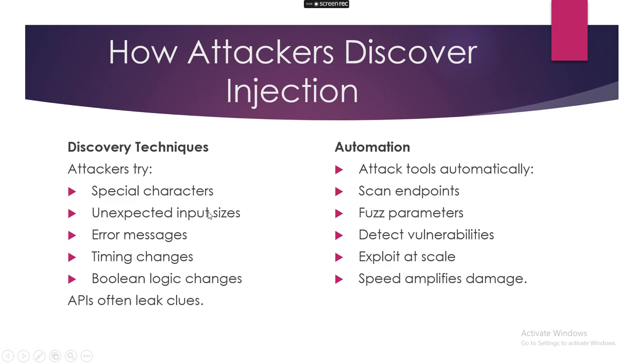Now, these are some common ways attackers discover injections, right? They try special characters, and unexpected input size to see if you check for input size. They look at the error messages. I spoke about this earlier, in a couple of videos I've been talking about it. You should not give too much detail with the error message. It should be as generic as it can get, while making sure that it informs the user about an error, but not too specific about the particular error and where it occurs. They also watch for timing changes and Boolean logic changes.